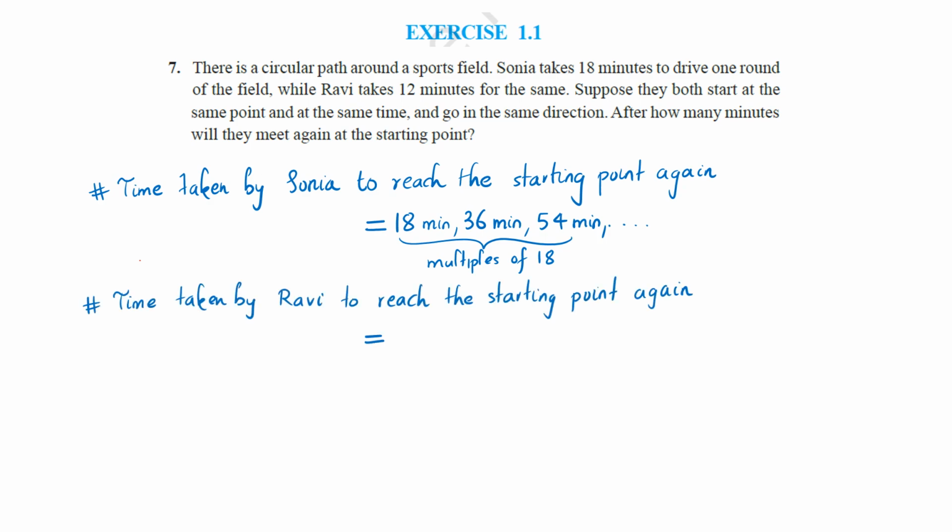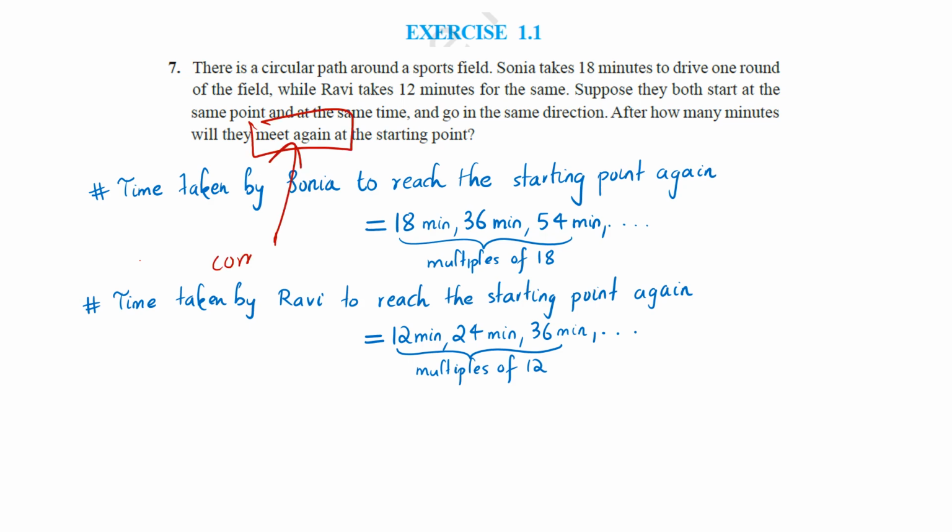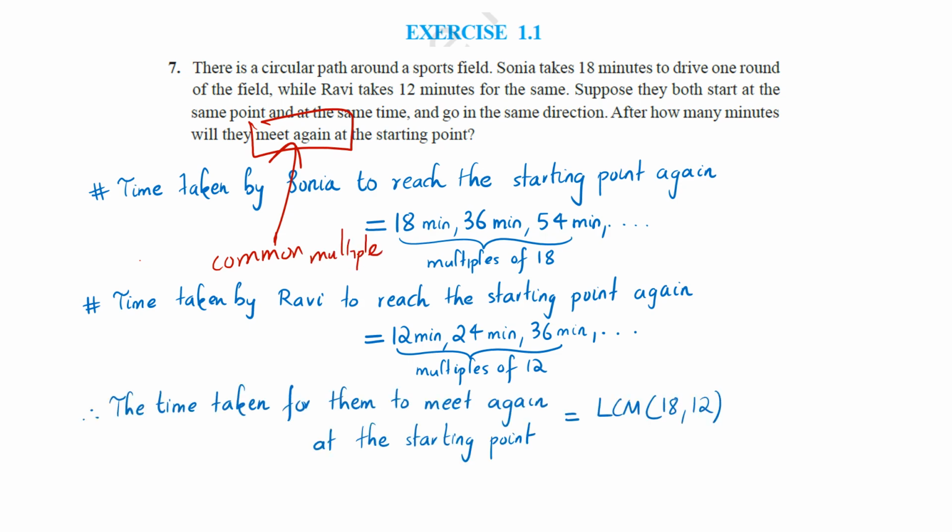Similarly for Ravi, to reach the starting point, he takes 12 minutes. So it will be multiples of 12: 12 times 1, 12 times 2, 12 times 3. So when will they reach the starting point again? When will they meet again? If they have to meet again, we should take a common multiple, which means we are supposed to take the LCM of 18 and 12.